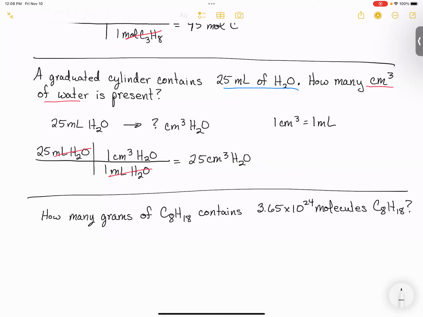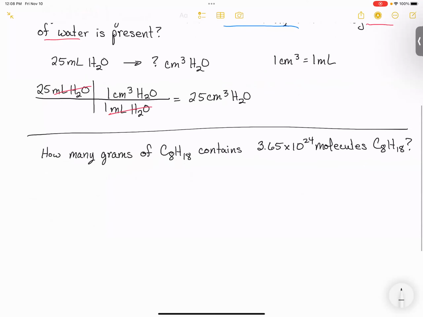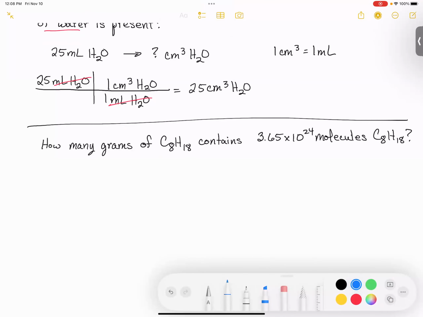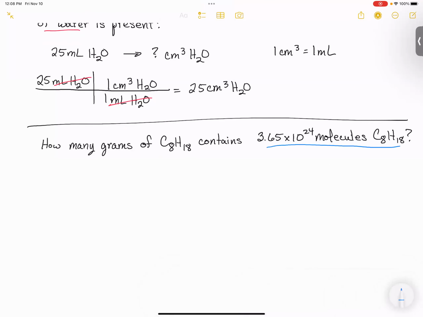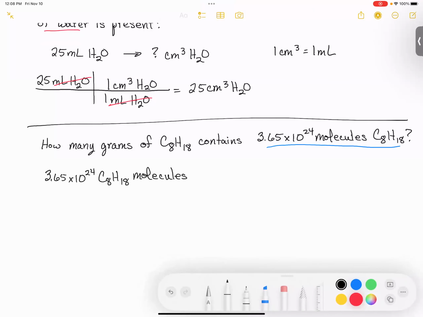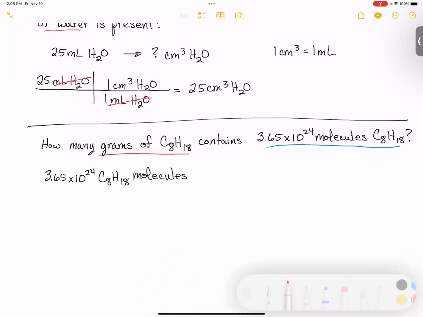How many grams of C8H18 contains 3.65 times 10 to the 24 molecules of C8H18? You identify what you were given. You were given 3.65 times 10 to the 24 molecules of C8H18. And you identify what you want to solve for. I want grams of C8H18.